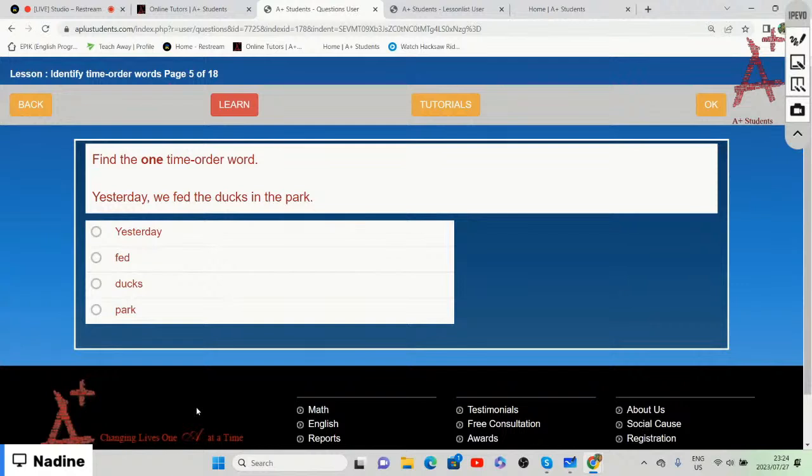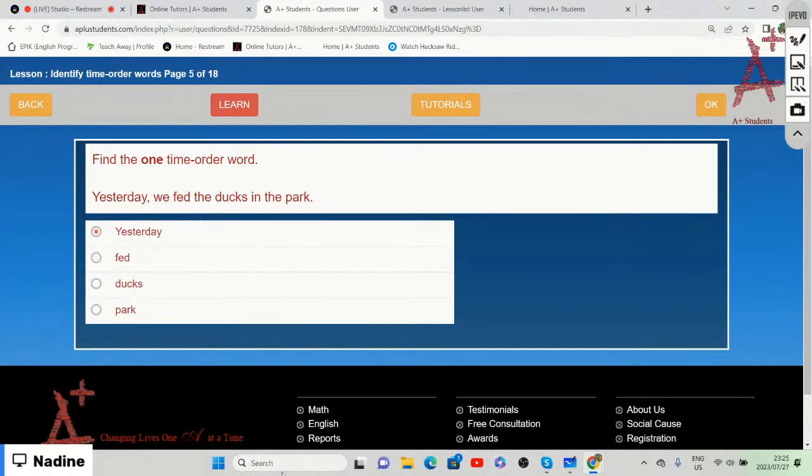So yesterday can be any day. If we were to choose a word, then we can say yesterday, right? So when did you feed the ducks? When did this happen? It is the same as asking yourself when is this happening or when did it happen, because that will give you the indication, the one time order word.